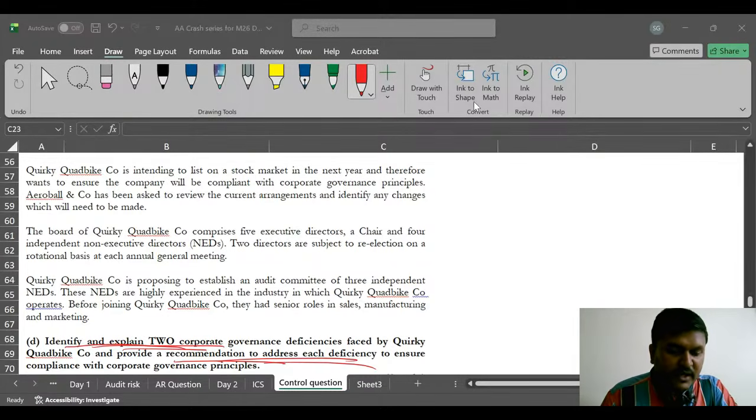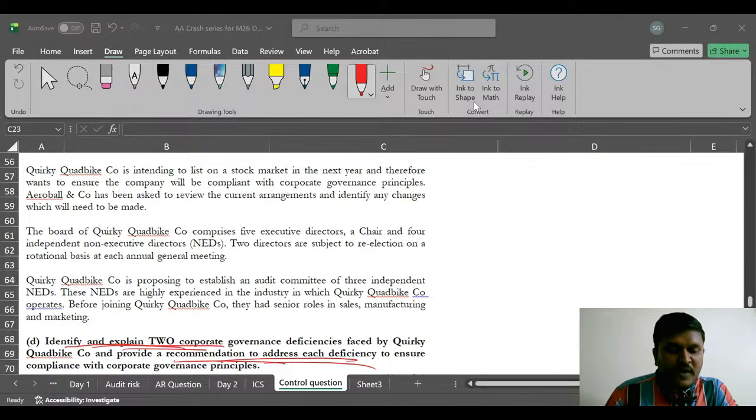So let's read from here. Quirky Cart Company is intending to list on a stock market in the next year and therefore wants to ensure the company will be compliant with corporate governance principles. Aeroball and Company has been asked to review the current arrangements and identify any changes which will need to be made. So the first paragraph is an introduction paragraph only. We don't have any deficiencies over there.